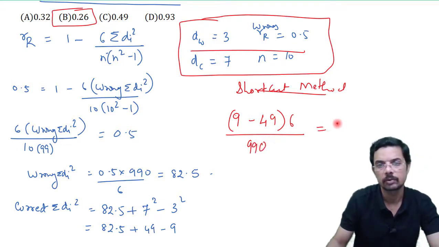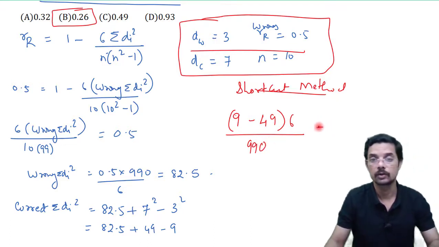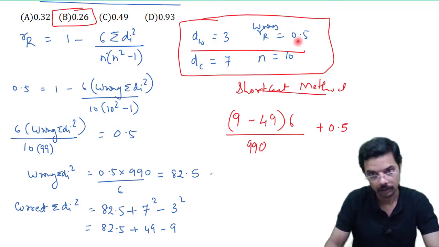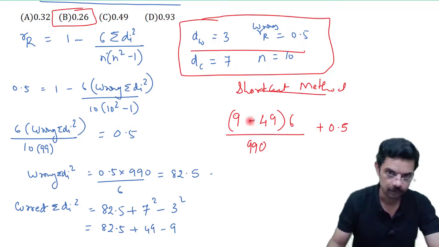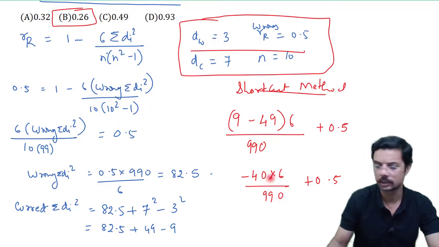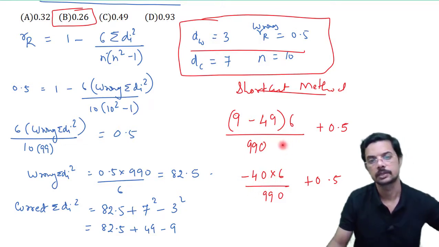To that you need to add 0.5, the actual value that you already had. Okay, you have to add it. So what we get is 40 into 6 divided by 990, plus 0.5. So let me calculate this. When we calculate, what do we get?